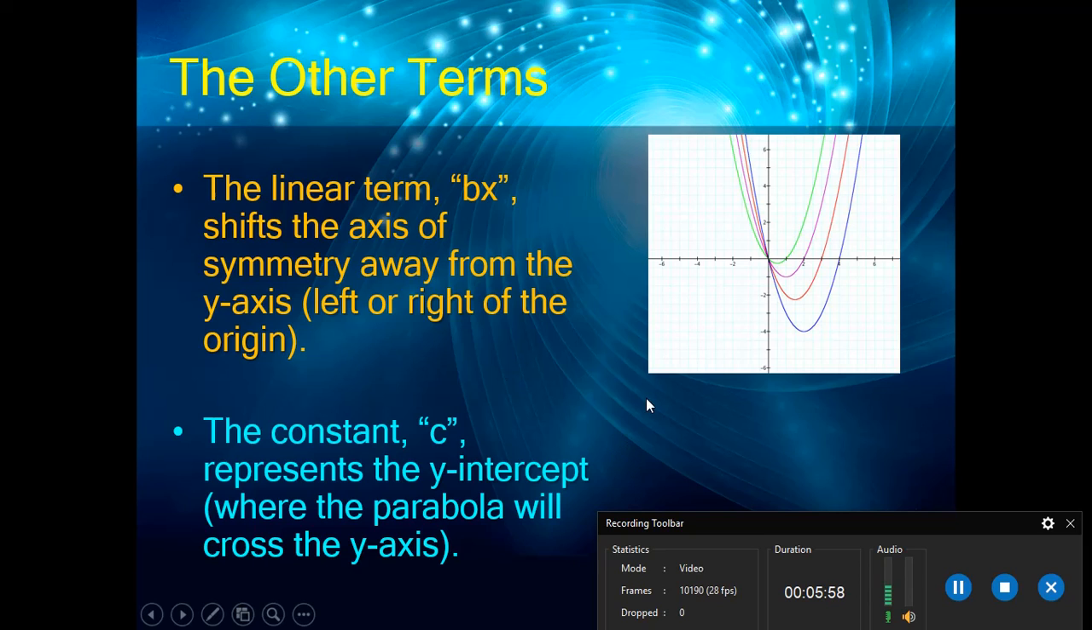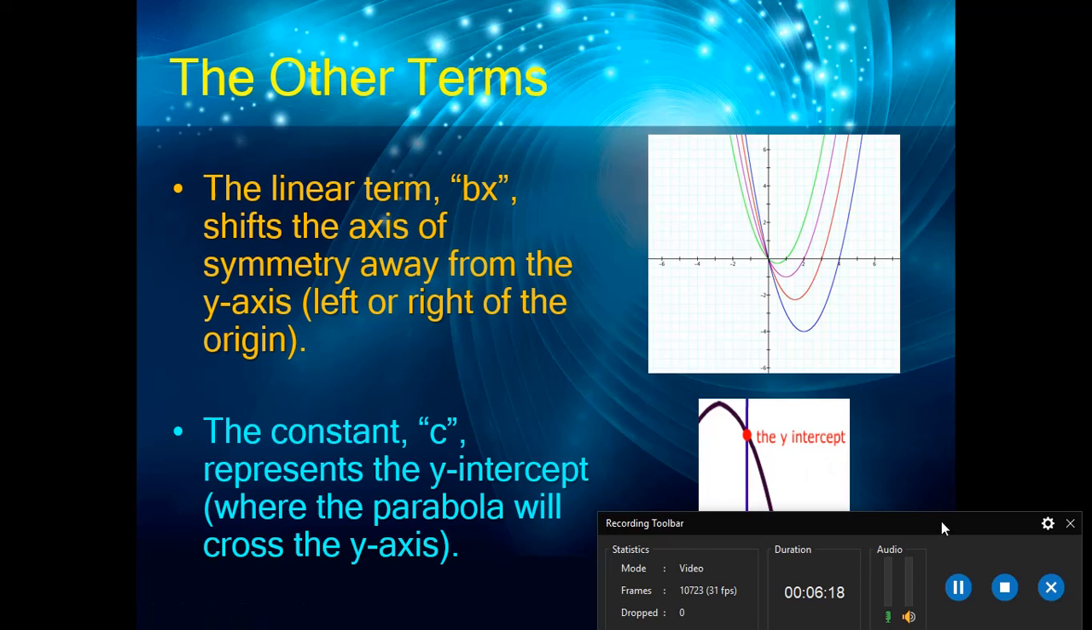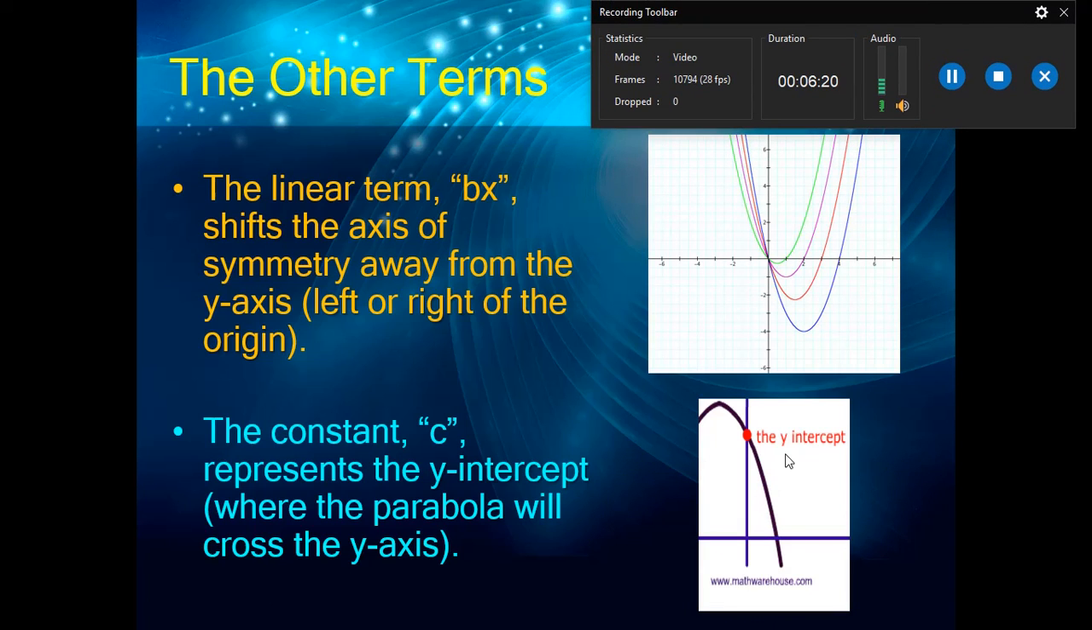We talked about the constant c yesterday. This is going to represent my y-intercept, so I should automatically know where my parabola will cross the y-axis. So as long as your quadratic is in standard form, that ordered pair should be apparent right away, and it's something that you can extract right from the equation. The y-intercept can occur anywhere on the parabola. It doesn't have to be the turning point. It doesn't have to be the last point on one of the sides of the parabola. It can be anywhere.